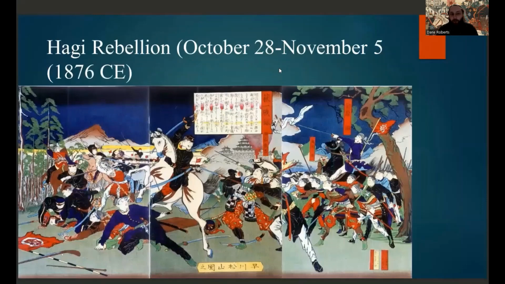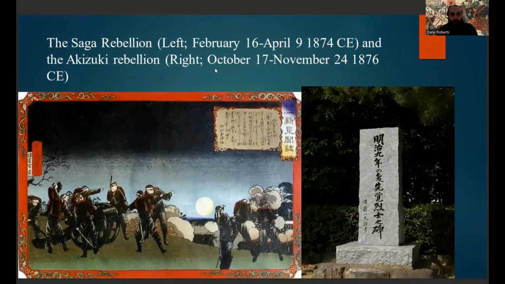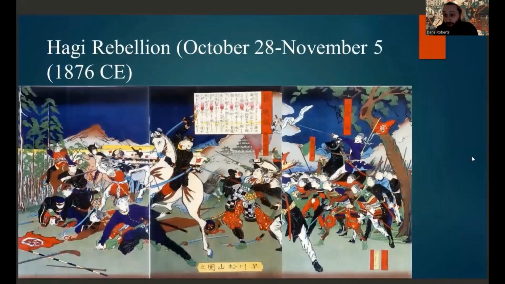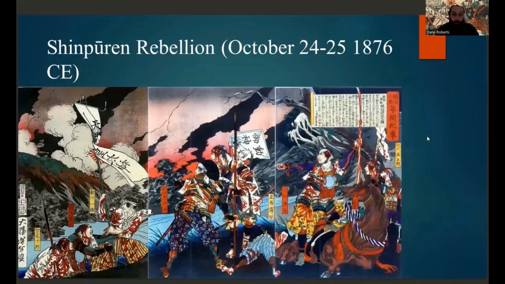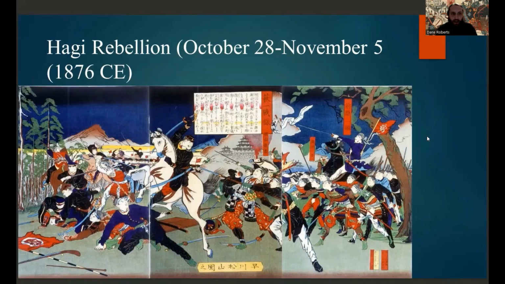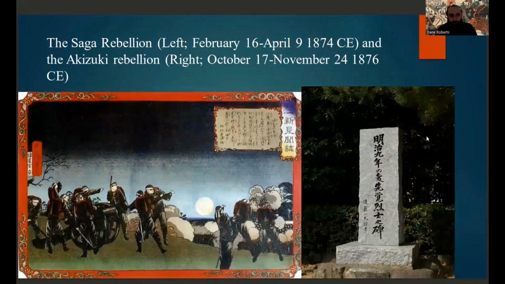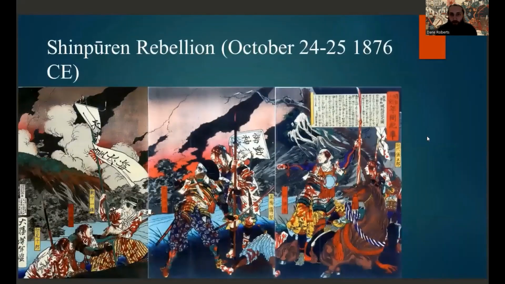As well as, in the same year as the Akizuki Rebellion, the Hagi Rebellion, from October 28th through November 5th of 1876, with the Akizuki Rebellion going from October 17th to November 24th, 1876. All three of these rebellions, as you can see, within only a few months, were quelled and put down fairly handily. There was also the Shinpuren Rebellion, also in the same year as the Hagi and Akizuki rebellions, which again was pretty quickly put down. Actually, it was put down in a day, as you can see here.